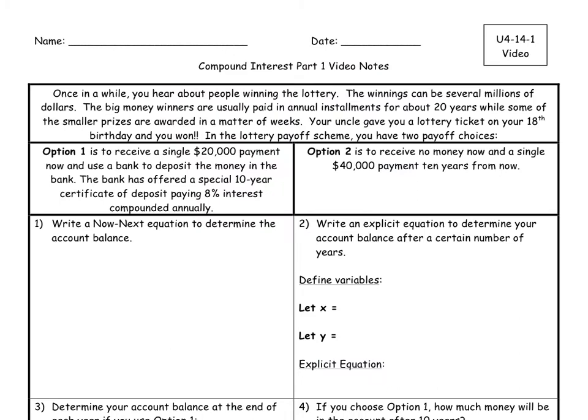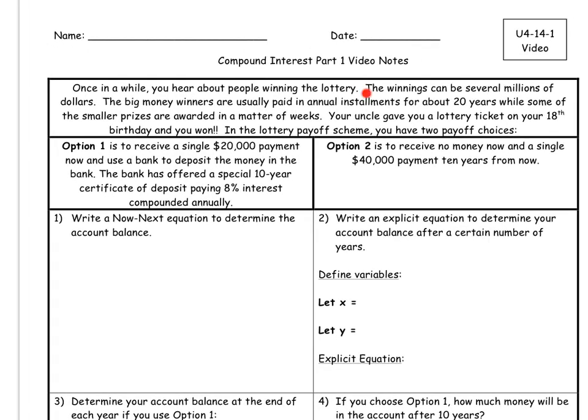Okay, so once in a while you hear about people winning the lottery. Not me, but you hear about it. The winnings can be several millions of dollars, and the big money winners are usually paid in annual installments for about 20 years, while some smaller prizes are awarded in a matter of weeks. Your uncle gave you a lottery ticket on your 18th birthday, because you have to be 18 to play the lottery, and you won.